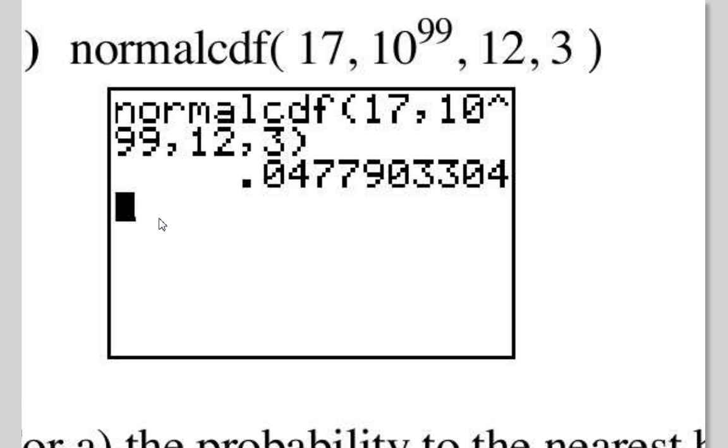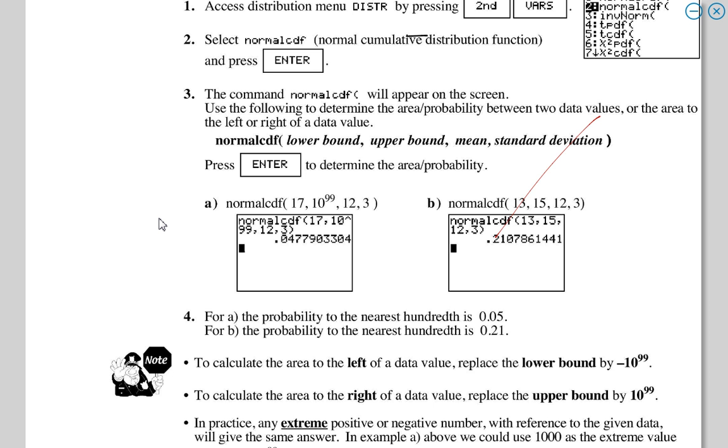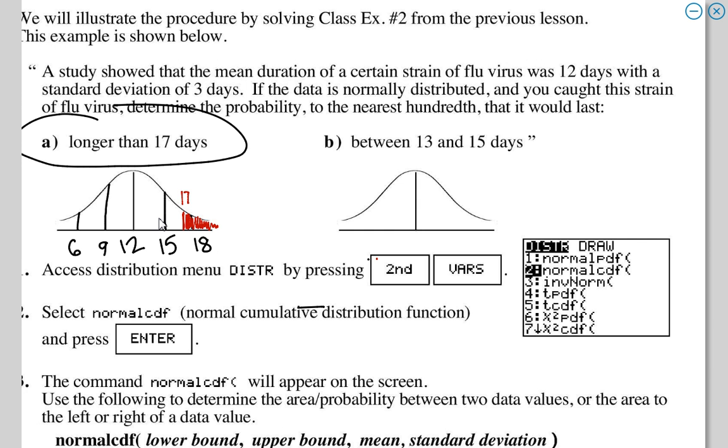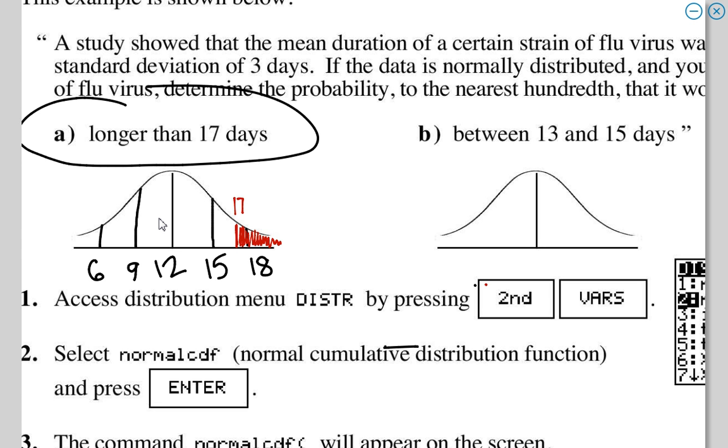Now it says comma 12 comma 3. Why do you think you have to tell the calculator 12 and 3? 12 was the average, and 3 is the standard deviation. So the first one is mu, and the second one is sigma. See if you can get the same value as the calculator. You're able to get it? Okay, good. Now what about the next one?